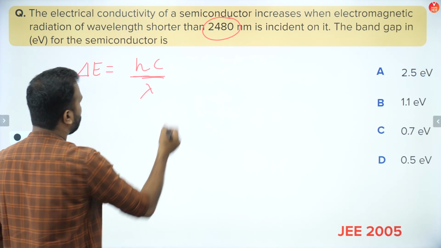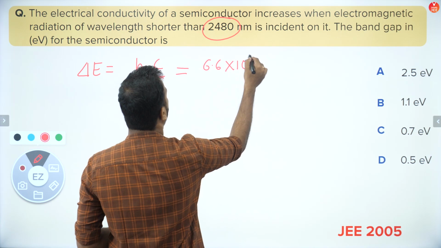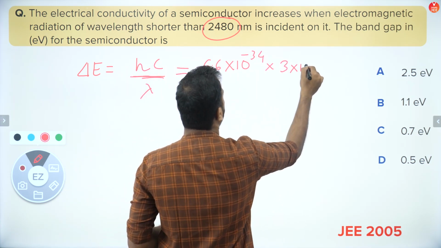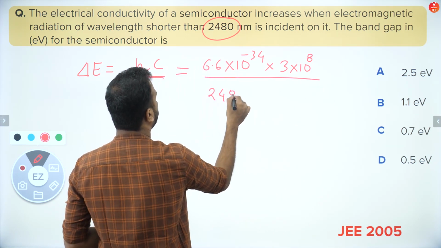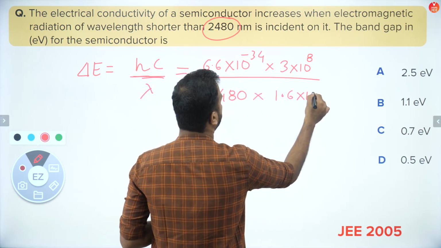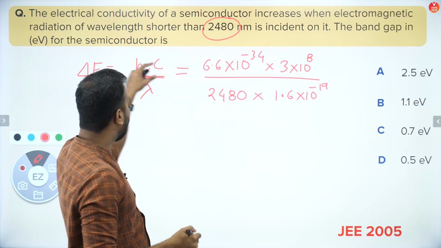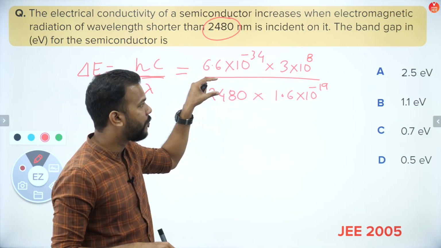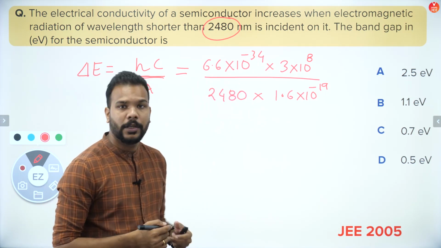Now guys, we know the values which are available here. h is 6.63 into 10 to the power minus 34, just writing it as 6.6. c is the speed of light, that is 3 into 10 to the power 8. Lambda is 2480, not converting it into nanometer yet, but dividing this by 1.6 into 10 to the power minus 19 for this entire expression of hc. Basically, I am dividing hc by e, to convert the value of hc, which will effectively come in the SI unit system, into electron volts by dividing it by the charge of the electron.